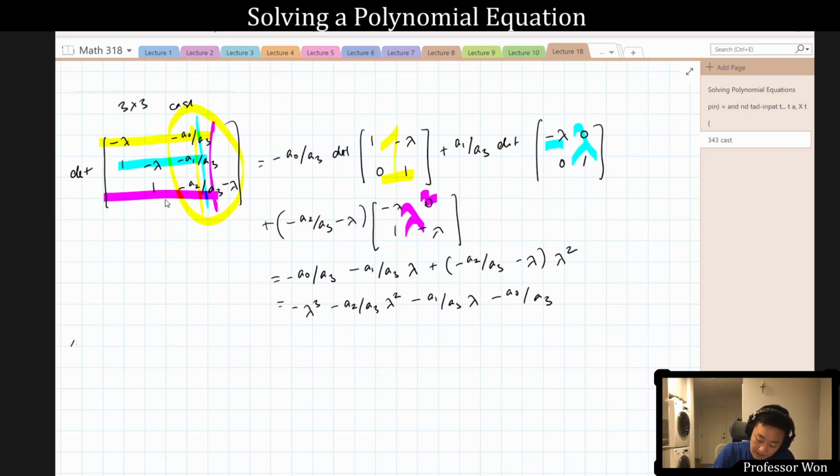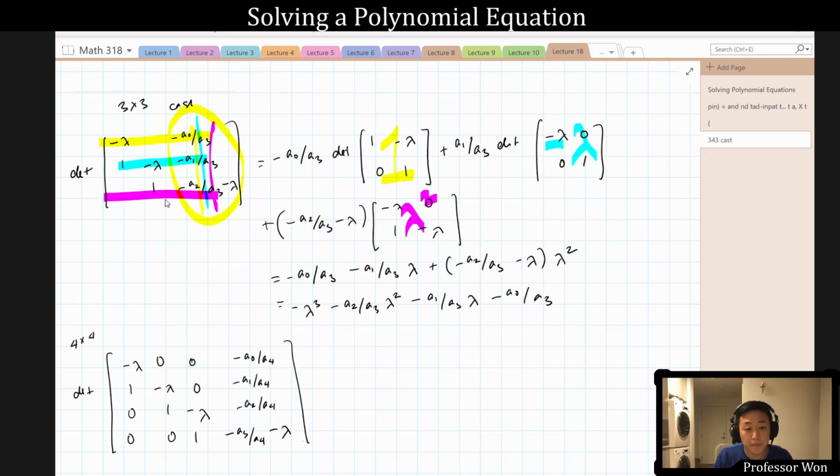What about the 4 by 4 case? I want to keep it on the same page so that we can compare. So now let me just start by putting my negative lambdas. This thing will be negative a3 over a4 minus lambda. I'll have 1s underneath my lambdas. I'll have 0s everywhere but the last column, where I'll get negative a naught over a4, negative a1 over a4, negative a2 over a4. This thing. And again, I'll take a cofactor expansion along the last column.